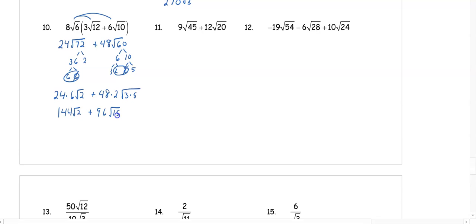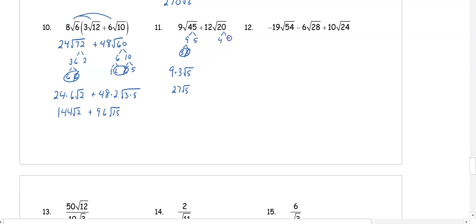In number 11, we have 9 root 45 plus 12 root 20. So right now they do not add together. We need to simplify to see if we can combine them. So when I simplify the square root of 45, I get 9 and 5. 9 simplifies to 3 and 3. So we have a pair of 3's to multiply with the 9, that's a coefficient, and a 5 left over. So that gets us 27 root 5.